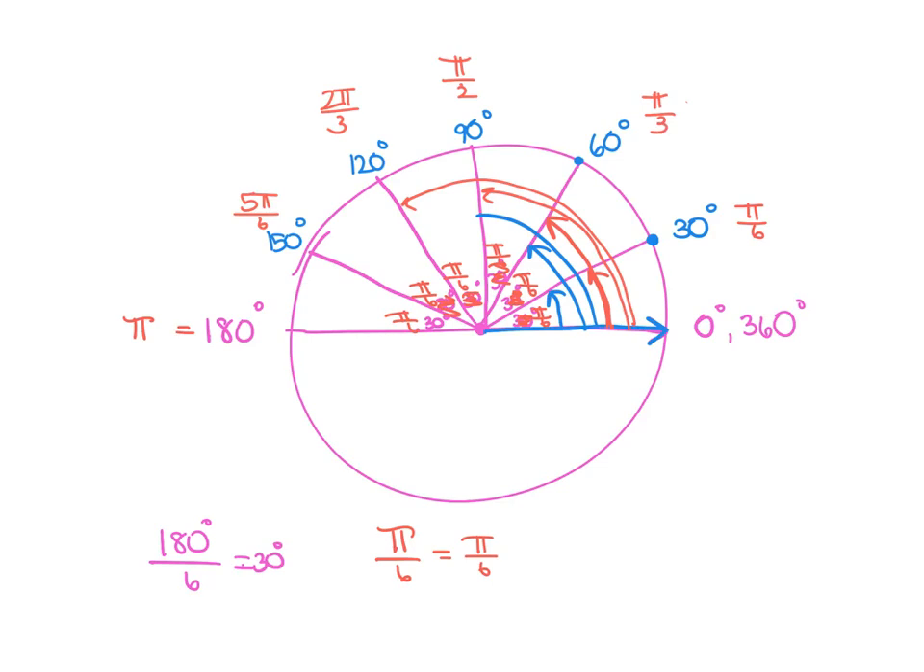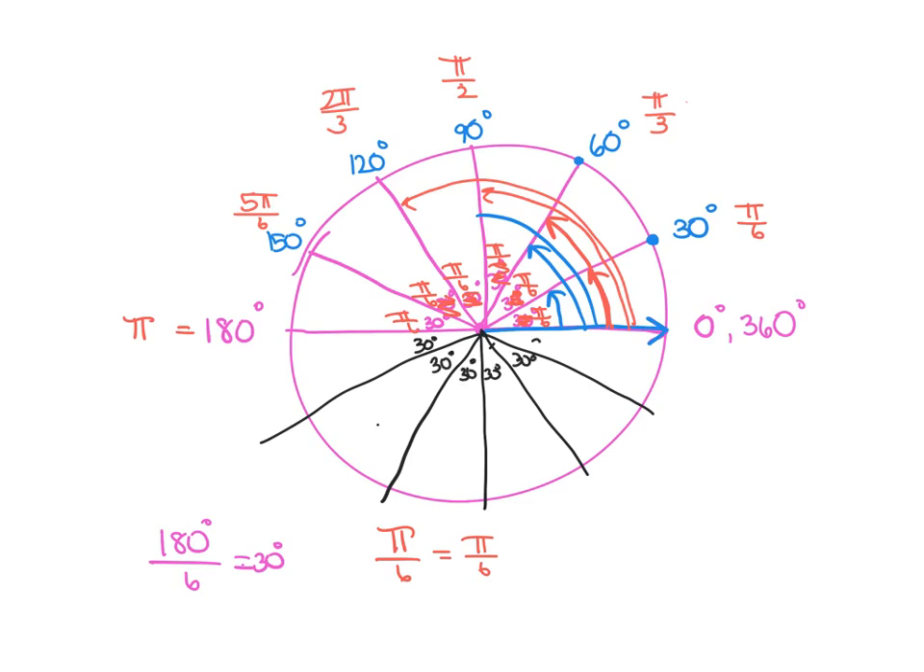Okay, so now we have the angle measurements and radian measurements for the top half. So to continue this, to get the ones in the bottom half, we are going to break up the bottom half into 6 equal pieces, meaning each little angle measures 30 degrees still, right?